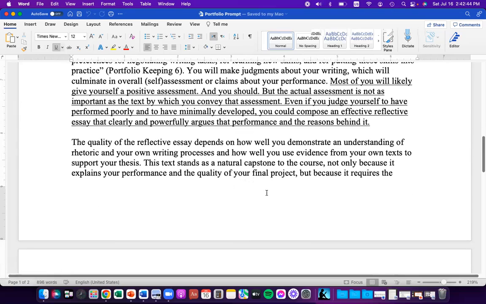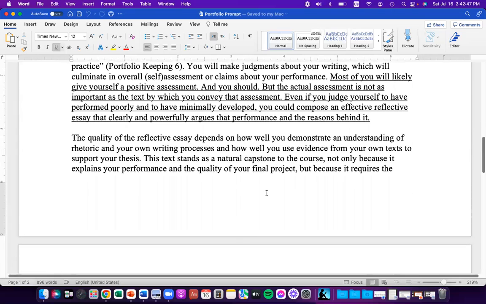Most of you are probably going to give yourself some kind of positive assessment. However, I do want to encourage you, there are creative ways to look at this. I have had students say, I've grown in this class. I was able to learn some new skills that maybe I didn't know beforehand. I was able to practice writing longer essays in a shorter amount of time. And you should give yourself a positive assessment.